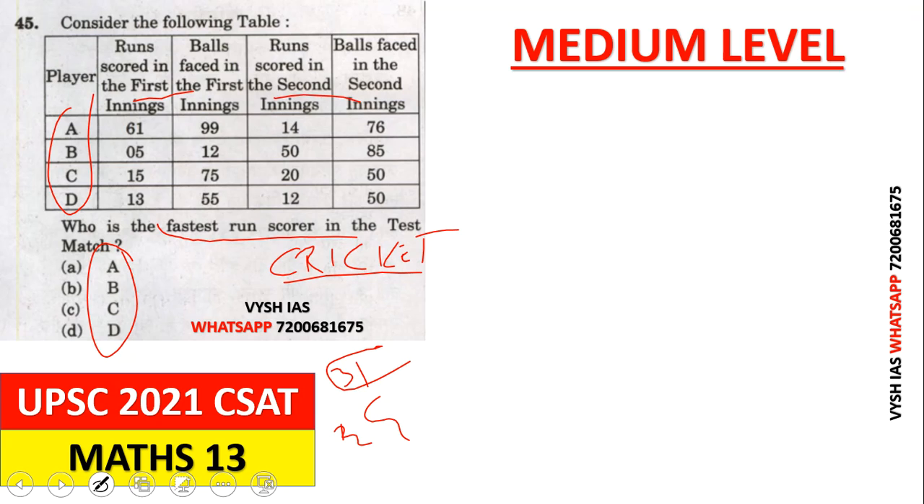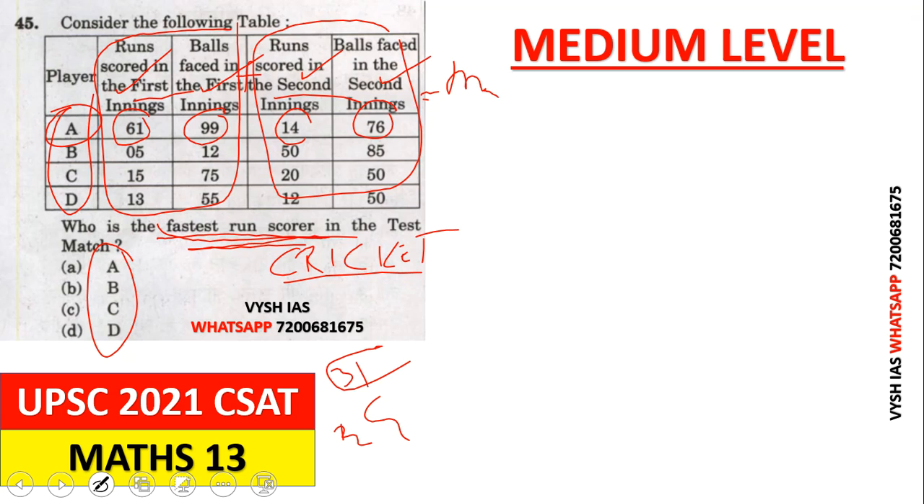So the same person A has played once and has played twice. This is runs scored in the first innings, number of balls faced. Runs scored in the second innings, number of balls faced. A scored 61 in 99 balls. The next time, he played 76 balls and just got 14. They are asking who is the fastest run scorer. So how will we get it? A's total runs are first innings plus second innings, equal to the total match score. So simply add it up.